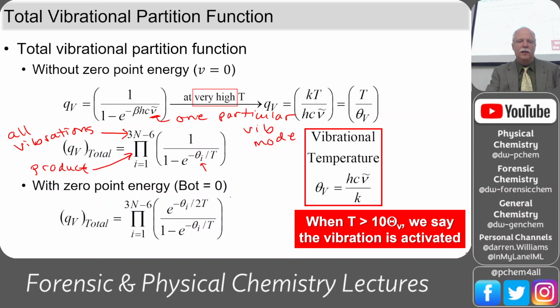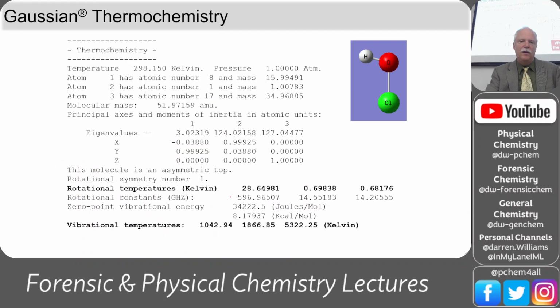So the main take-home on this slide is that all the vibrations in the molecule would have their own partition function, and the total is the product of all of those. Let's look at some actual Gaussian output for our molecule, hypochlorous acid. We have the rotational temperatures shown here and the vibrational temperatures. There are 3 of them shown right here.